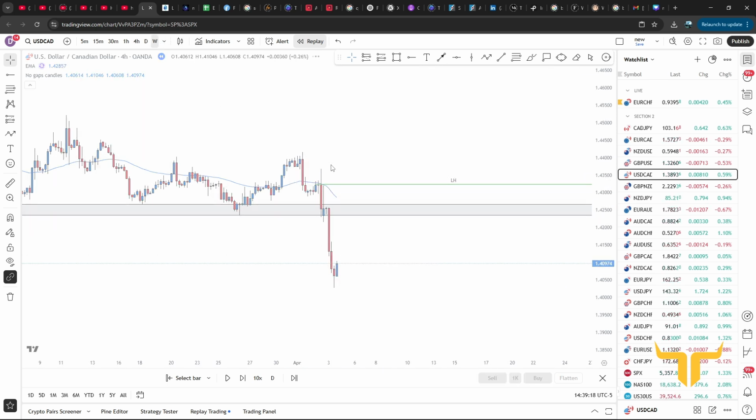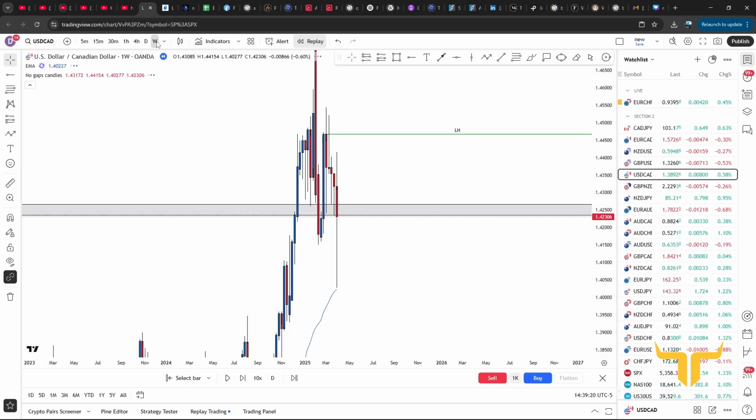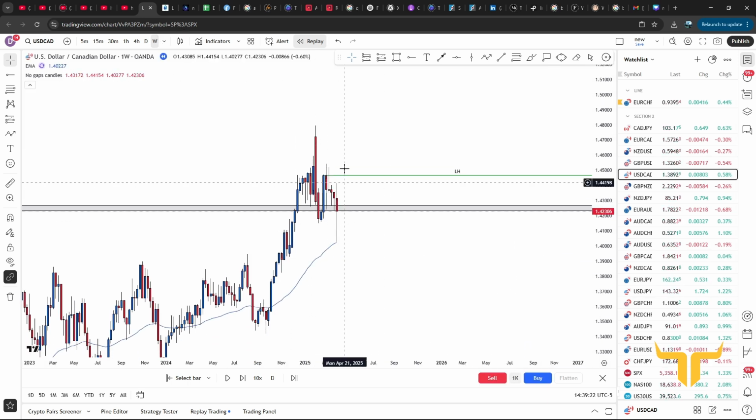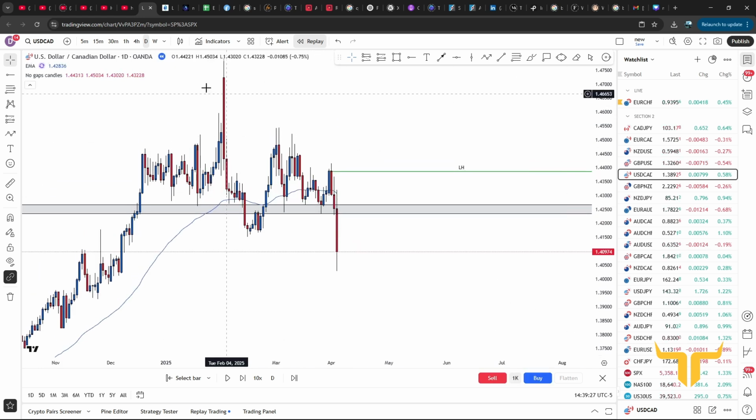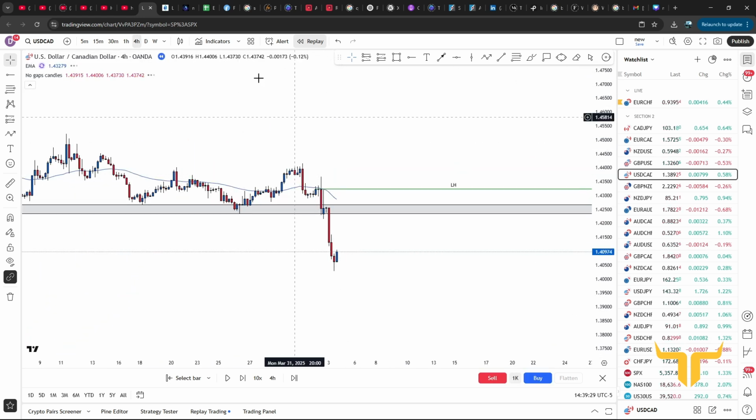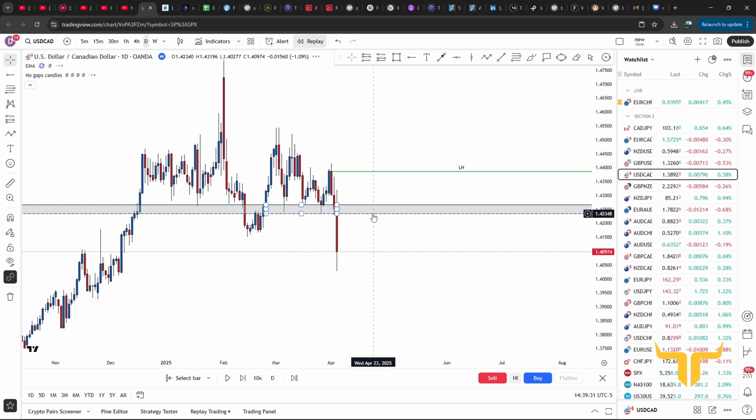So now you have the weekly making lower lows and lower highs. You have the daily making lower lows and lower highs. And then you have the 4 hour making lower lows and lower highs. This area right here is called the SNR, or you can call it the area of interest, the AOI, but I like to call it the SNR.